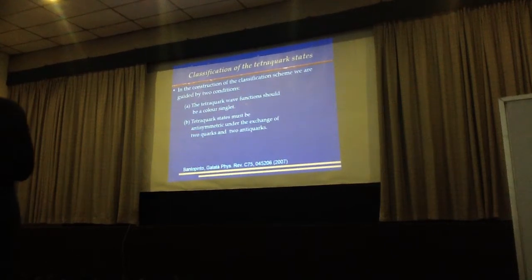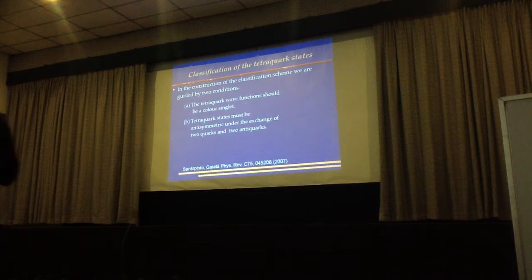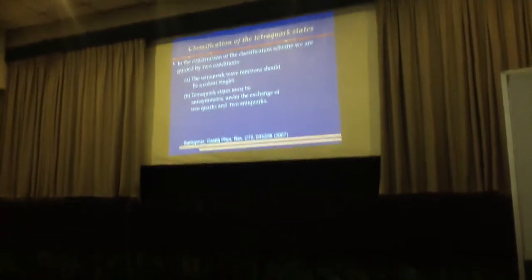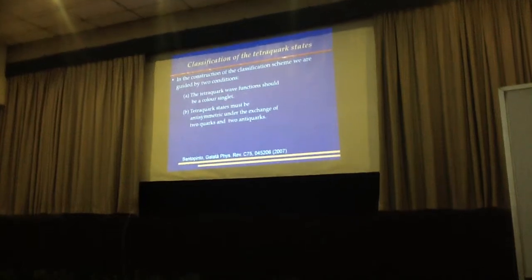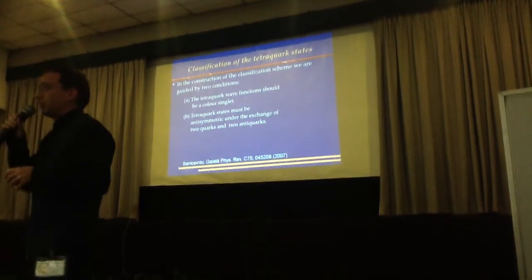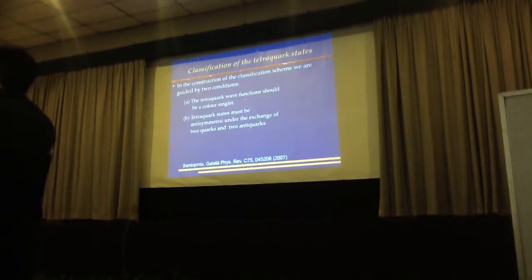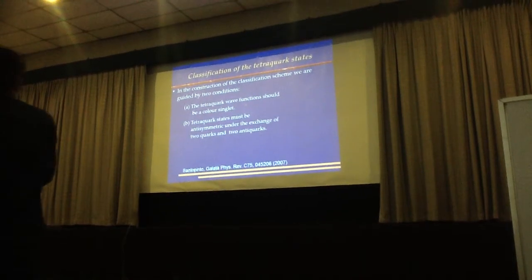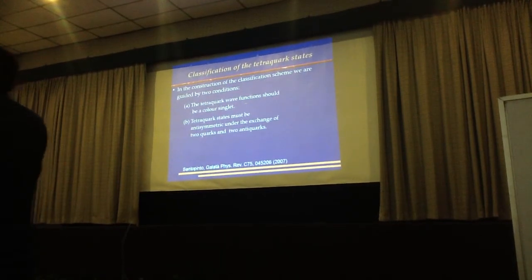So let's begin to classify all the tetraquark states. We are guided by two conditions that are quite obvious. The first condition is that the tetraquark should be a color singlet. And then, since the tetraquark is made up of two identical fermions and two identical antifermions, they must be antisymmetric under the exchange of the two quarks and the two antiquarks.